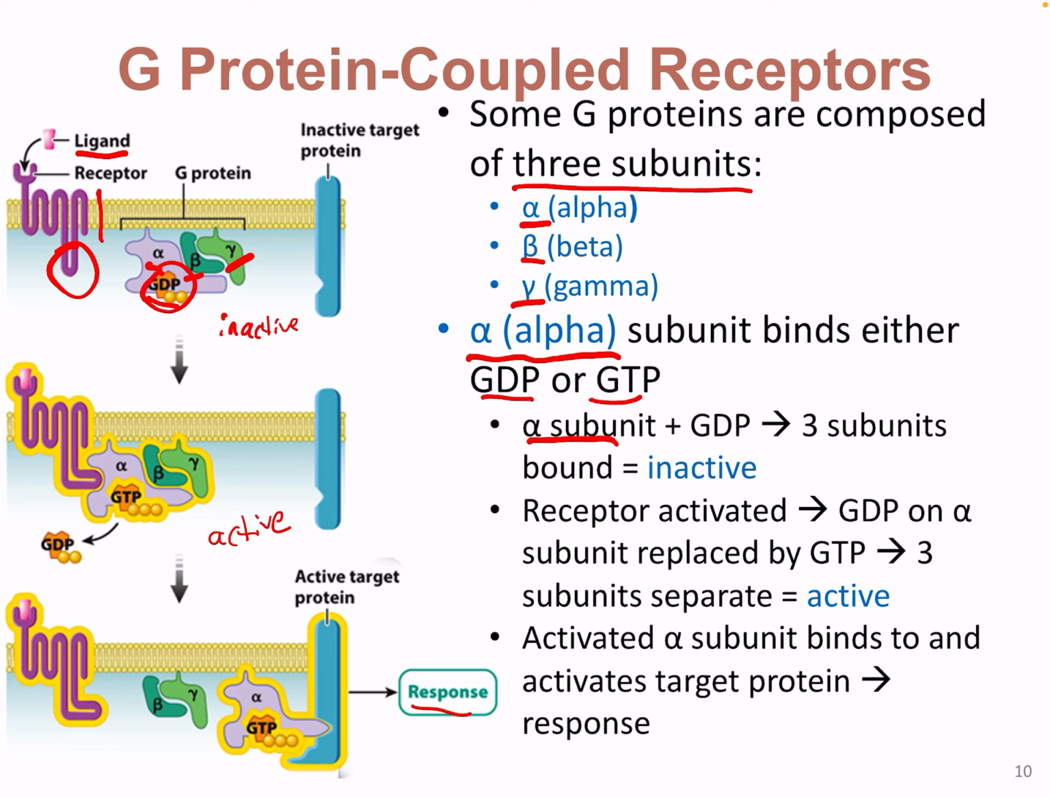The alpha subunit and the GDP, there are 3 subunits bound, which is in an inactive state. Remember, GDP is inactive. Once this receptor is activated, GDP on the alpha subunit is replaced by GTP, and these 3 separate subunits become active, like we see here. This activated alpha subunit binds to and activates the target protein response. Here's our active target protein. We can see it moving. Alpha removes from beta and gamma and initiates a response with the active target protein.